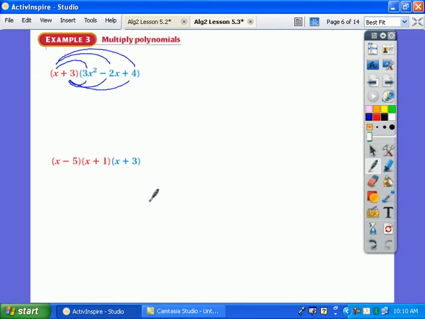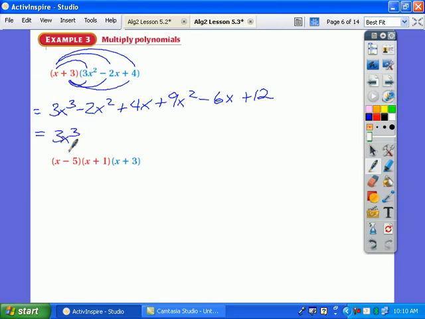Okay. So, x times 3x squared is 3x cubed. X times negative 2x is negative 2x squared. X times 4 is plus 4x. 3 times 3x squared is plus 9x squared. 3 times minus 2x is minus 6x. And 3 times 4 is plus 12. And just a good check is that I expect to see 6 terms there. And I have them. So now we're going to go through and try and combine like terms.